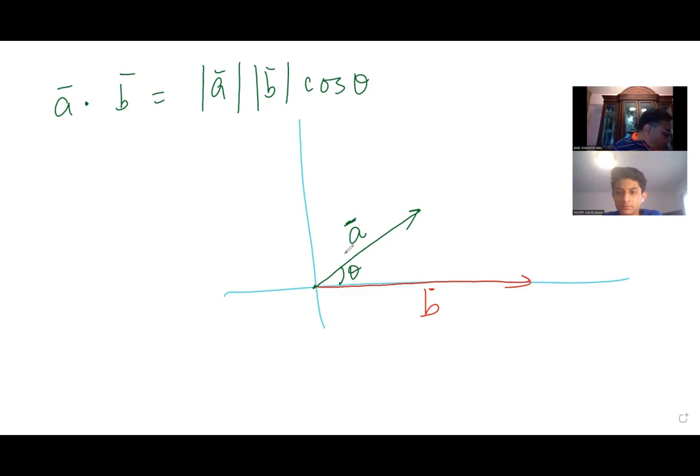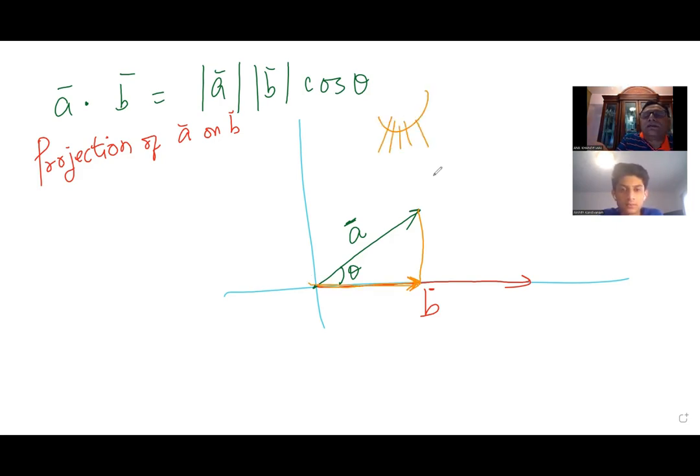Now, let us say we want to find the projection of A on B. You see the projection of A on B. If I project A on B, this is the projection of A on B. You understand? Think as if there is a light here and the shadow will fall down on B. Yes, sir. This is what we call the projection of A on B, right?